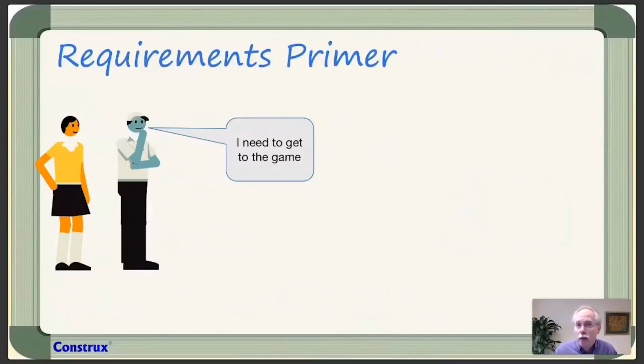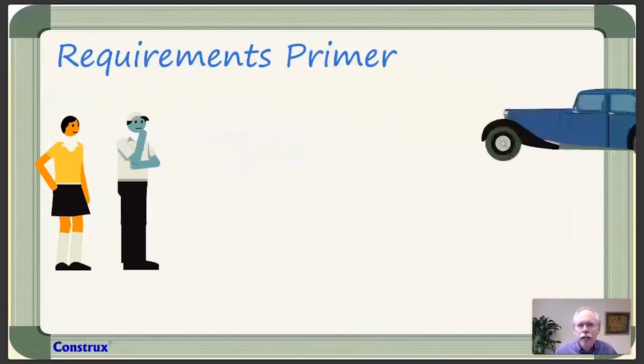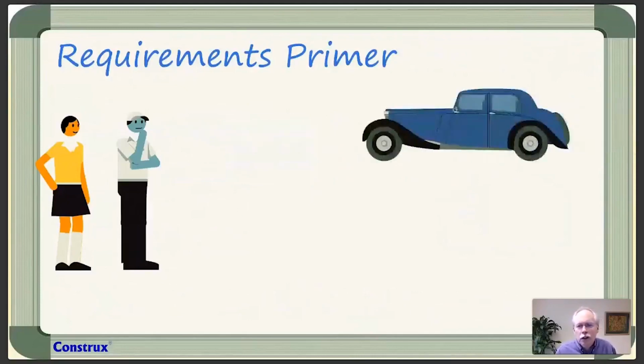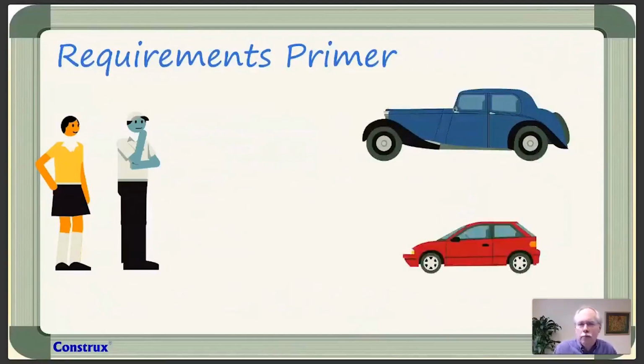And this is where requirements come in. Requirements is making a decision about which one of these we're going to solve for. And we can then look at a couple different products. We can look at a really nice vehicle, or we can look at a small little economy vehicle and ask which one is going to best solve the problem of I need to get to work or I need to get to the game. And maybe they both equally solve it.